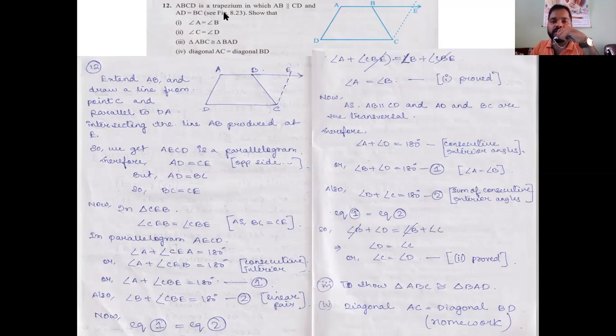Okay, so ABCD is a trapezium in which AB is parallel to CD. As we know, in a trapezium only one pair of opposite sides is parallel. Then AD is equal to BC, okay? Show that angle A is equal to angle B. This angle is equal to this angle.